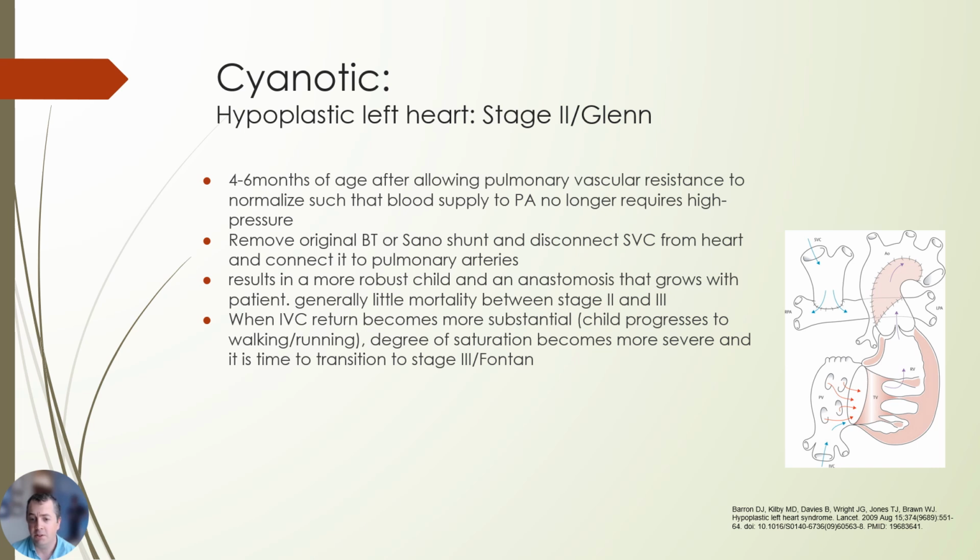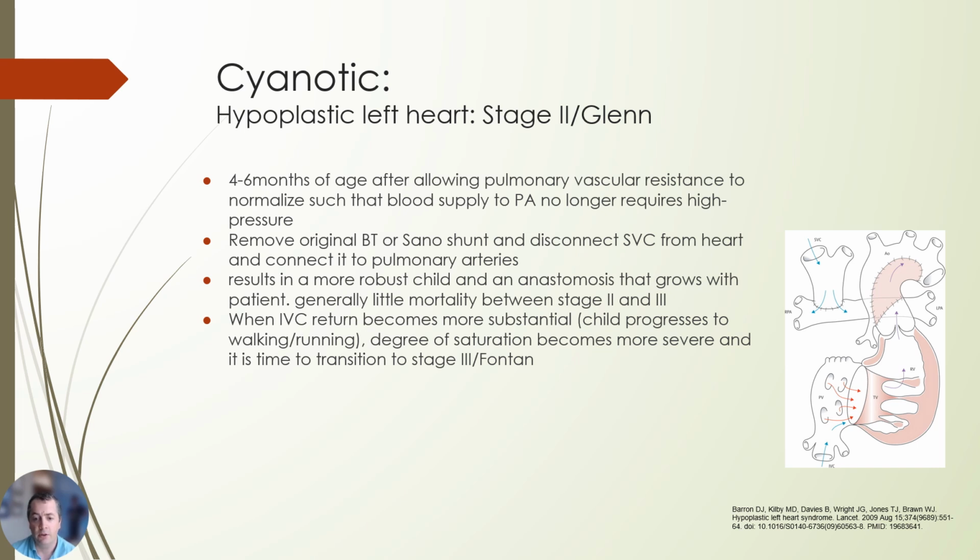Around 4 to 6 months of age, after allowing the pulmonary vascular resistance to normalize such that blood supply to the pulmonary artery no longer requires high blood pressure, the Glenn procedure will be performed, which is removing the shunt and disconnecting the SVC from the heart and returning it to the pulmonary arteries, such that flow into the pulmonary arteries is now largely passive. This results in a more robust child and anastomosis that grows with the patient. There's generally a little mortality in between stages 2 and 3.